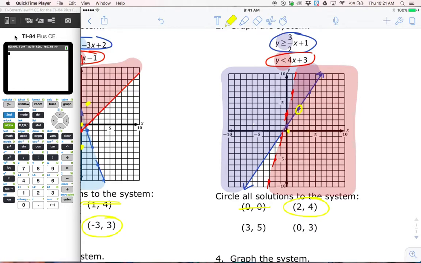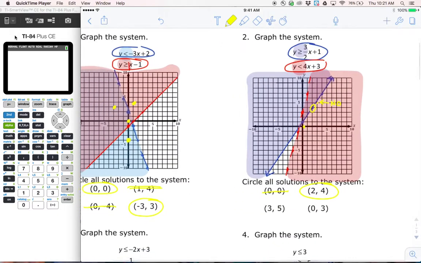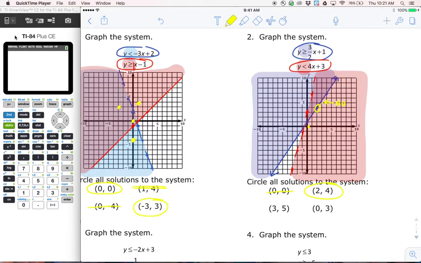3, 5, on the other hand, let's see, over 3 up. Okay, this right here is not a solution, and it's very close. All right, it is very, very close. So if you are not sure because of how close it is, here's what I want you guys to try.